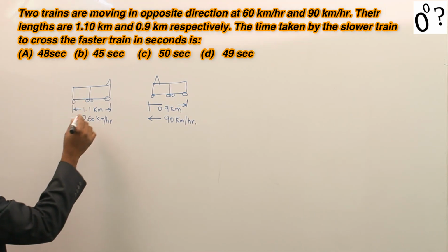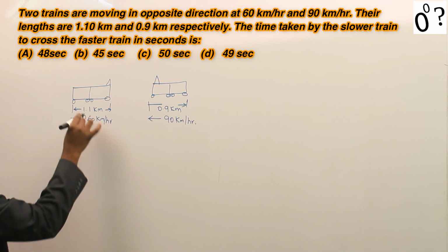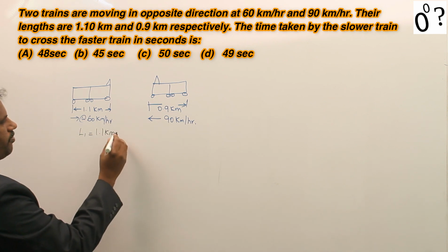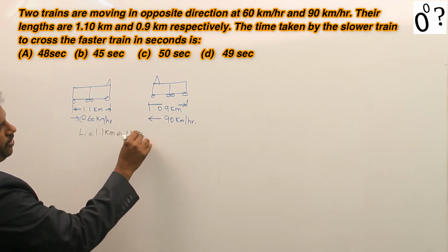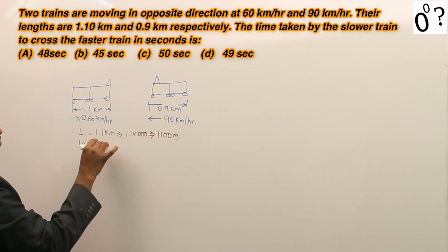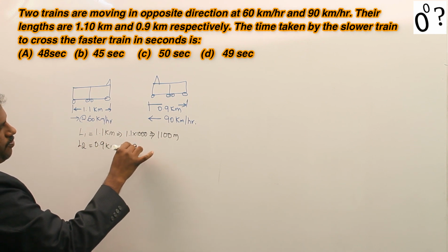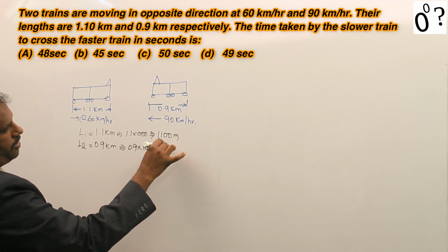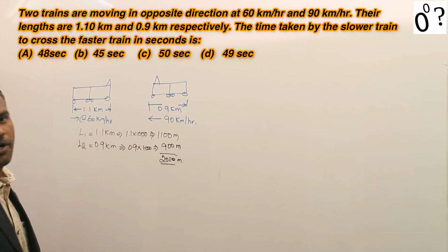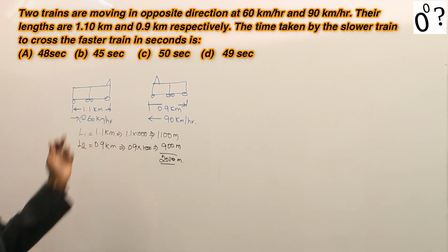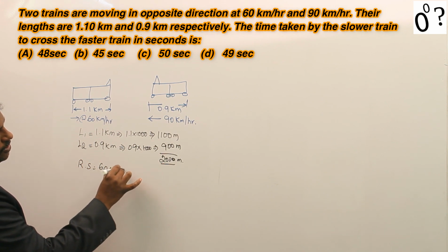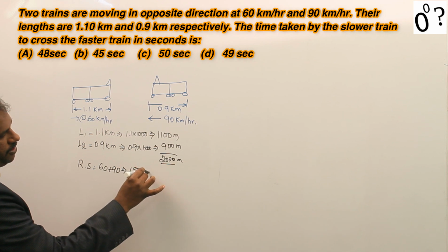Here the length of train 1 is equal to 1.1 kilometer. So we have to convert this kilometer into meter, so we multiply by 1000. So we get 1,100 meter. Whereas the length of train 2 is equal to 0.9 kilometer, which is equal to 0.9 into 1000, equal to 900 meter. So the total length is equal to 2000 meter. Okay, so the relative speed. Both are moving in the opposite direction, so the relative speed is equal to 60 plus 90, which is equal to 150 kilometer per hour.